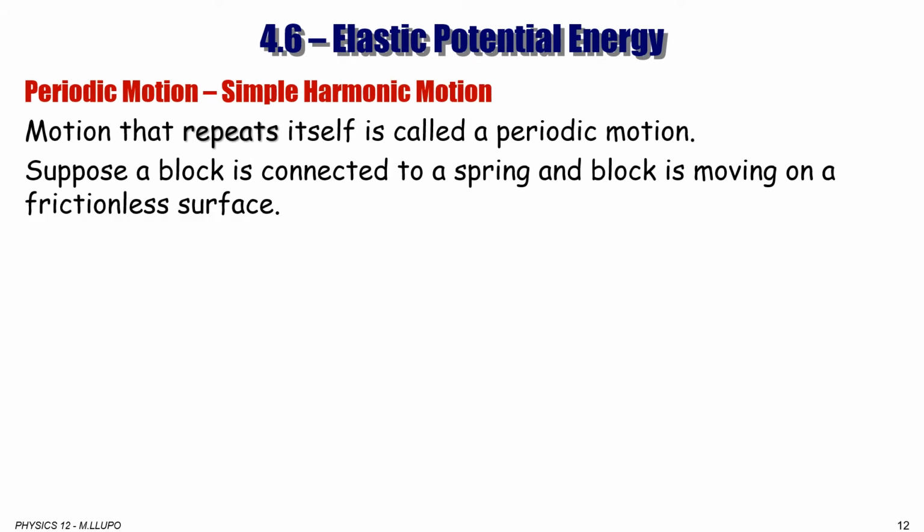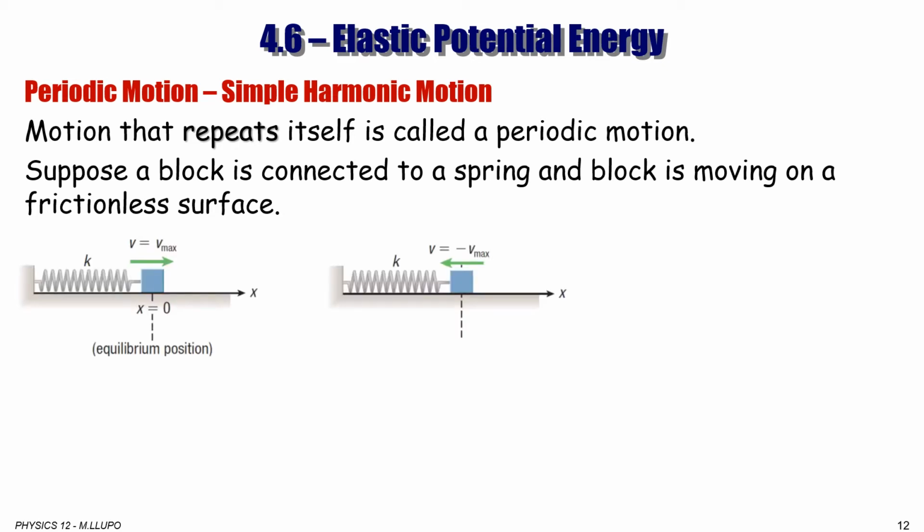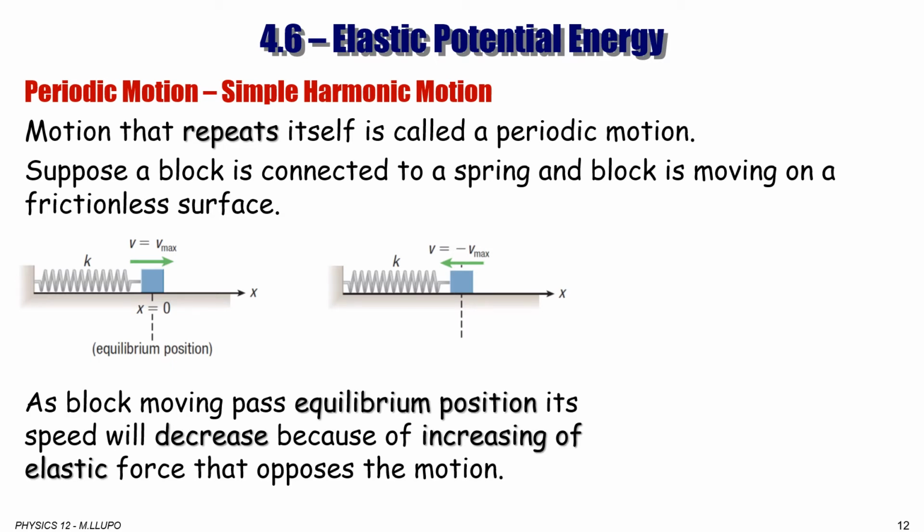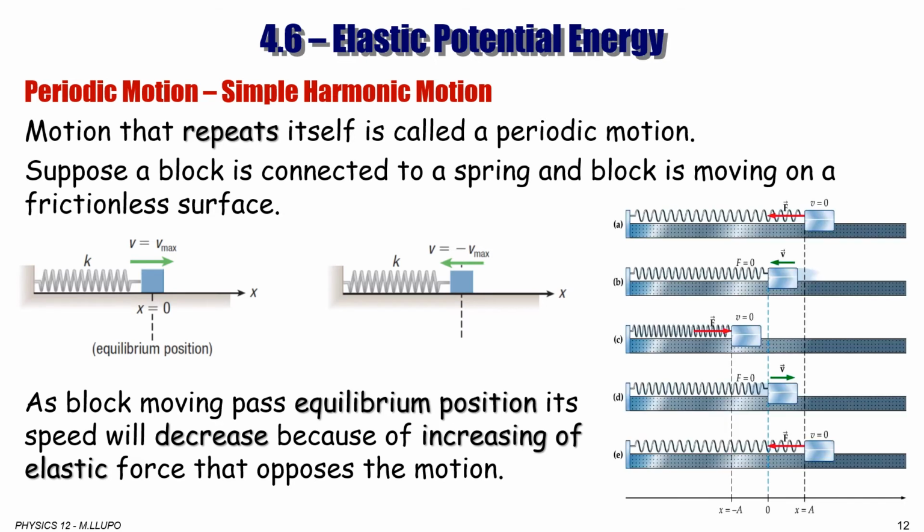Let's talk about periodic motion and simple harmonic motion. Motion that repeats itself is called periodic motion. Now suppose a block is connected to a spring and the block is moving on a frictionless surface. We know as the block moves past the equilibrium position, its speed will decrease because of the increasing elastic force that opposes the motion. So we have seen this. If we stretch the spring on a frictionless surface, then the block is going to be pulled by elastic force toward a rest position.